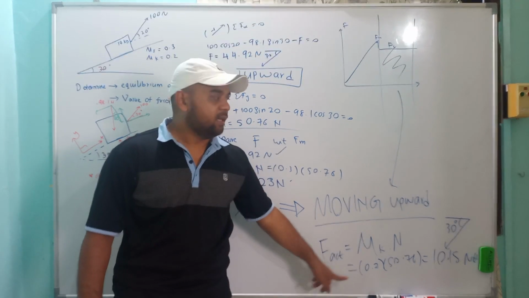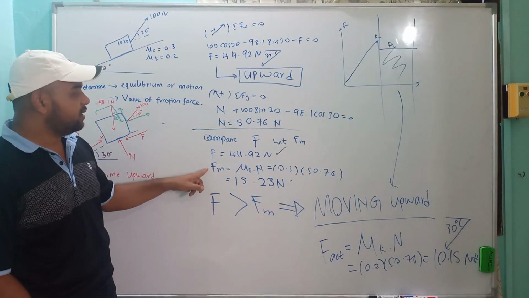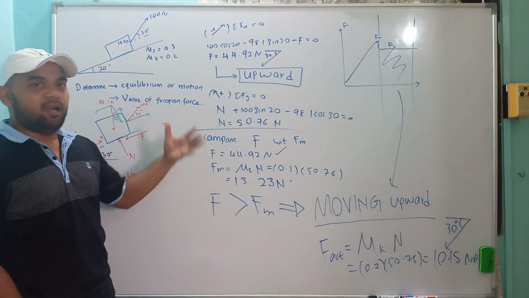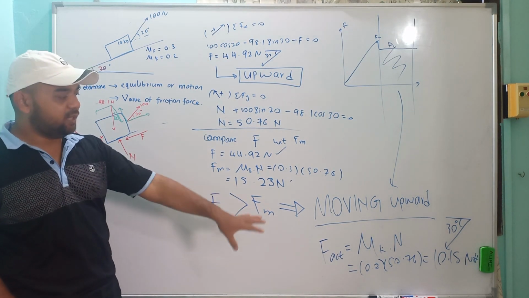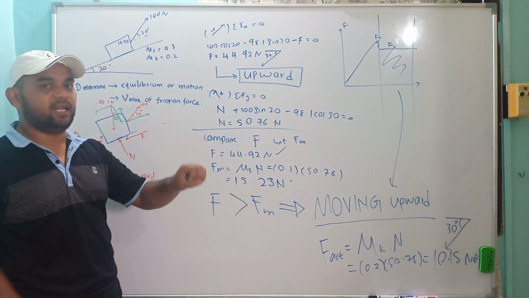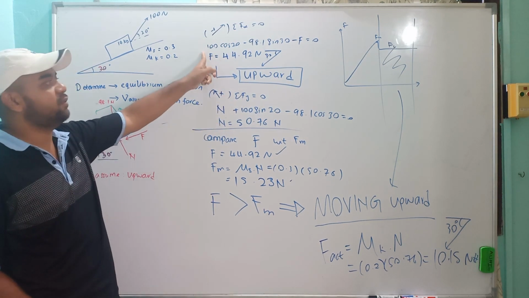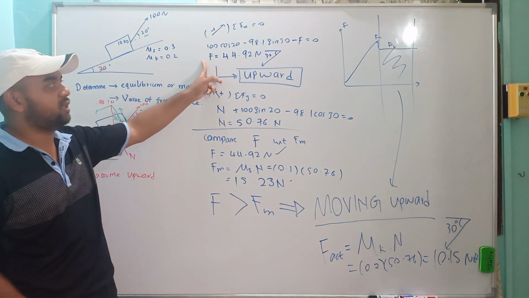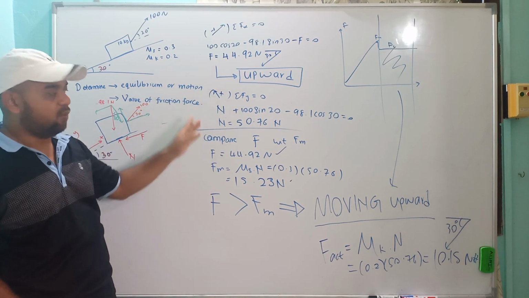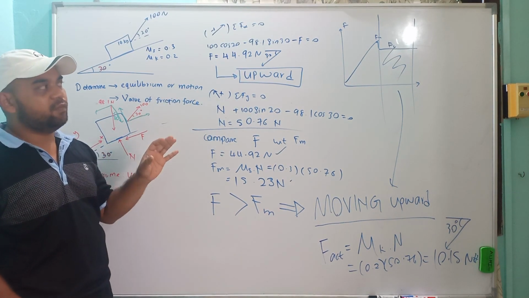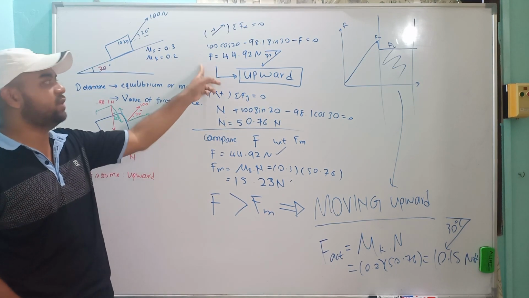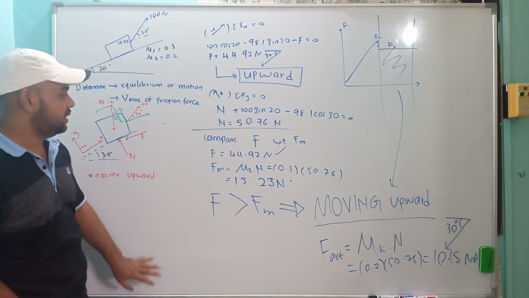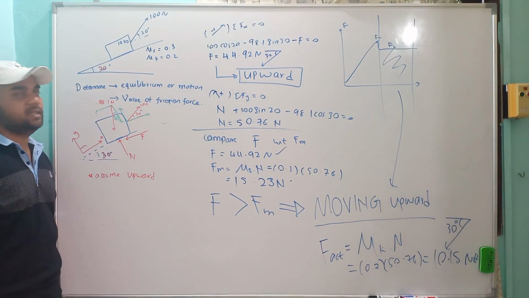But if we got F lesser than or equal to Fm, we don't have to recalculate the actual F, because the actual F will be the same as the value that we have already calculated, which is this one, 44. So it depends. If it is moving, recalculate using mu k. If it is lower, use the value that we have already calculated. So this is for the first simple example.